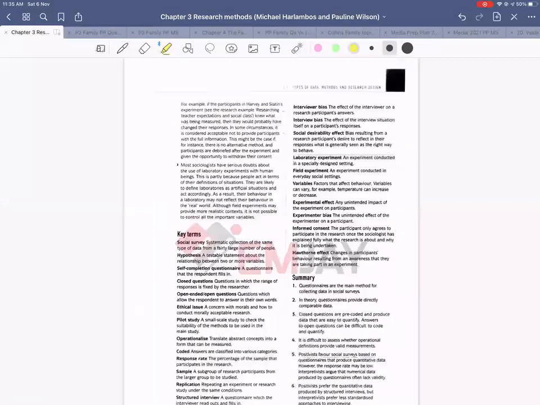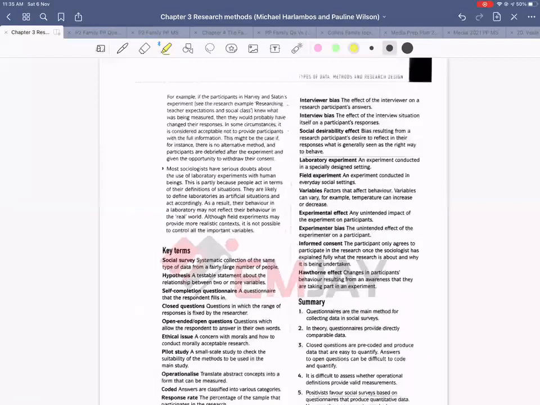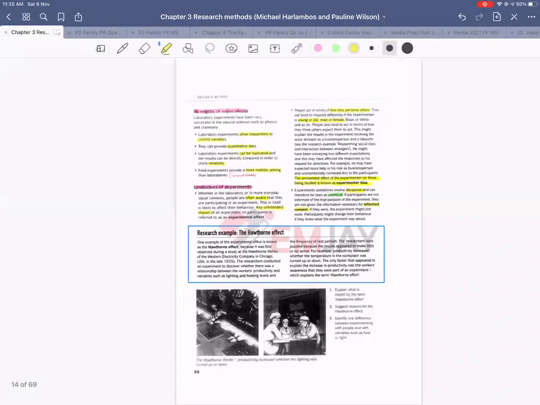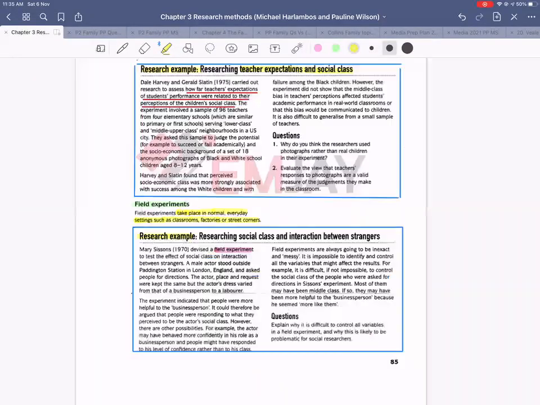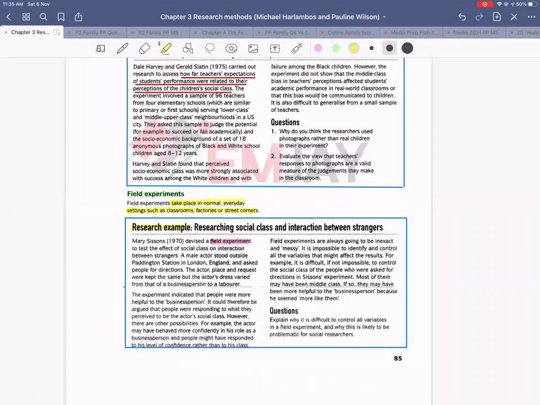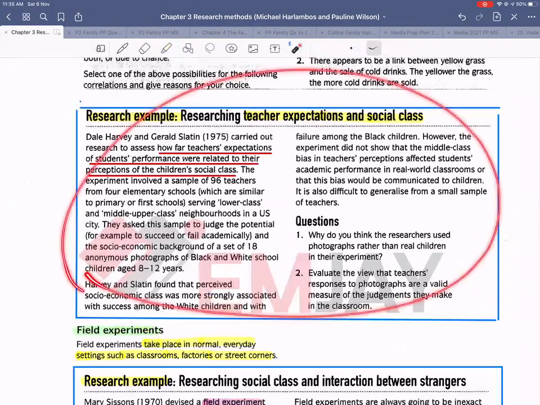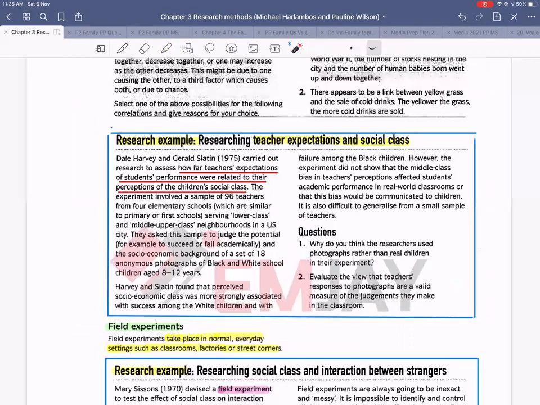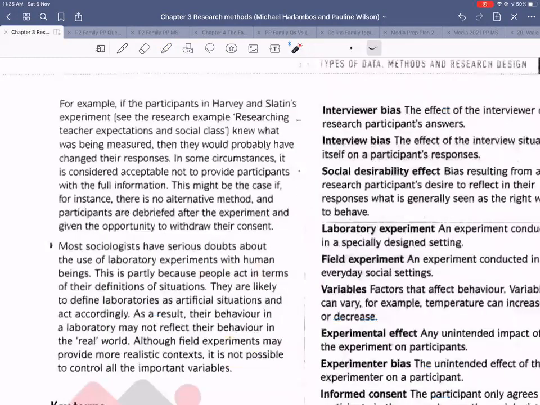For example, if the participants in Harvey and Stalin's experiment, now this is what we're talking about, this one, right? For example, if the participants in Harvin's experiment researching teachers' expectations and social class knew what was being measured, then they would probably have changed their responses.